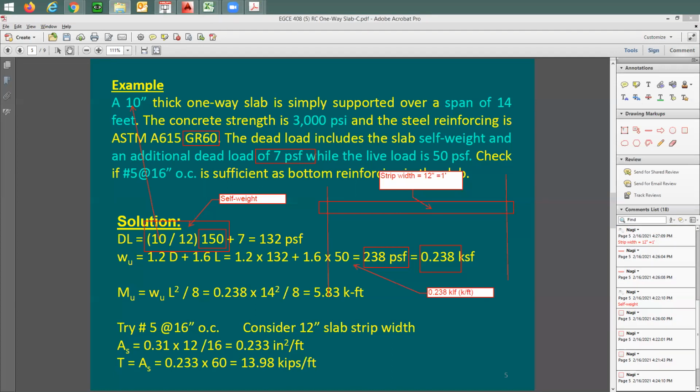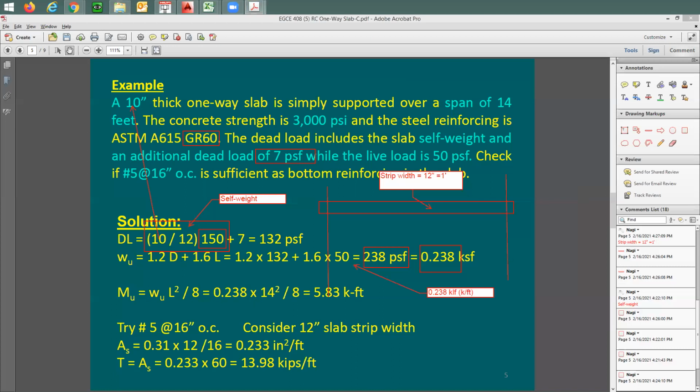For the moment, how do we know which formula to use, like the WL squared over 8? Is it always this way? This is a simply supported slab, am I correct? Okay. Do you have uniform load or concentrated load on the slab? Uniform load, 70, 7 PSF self-weight, so this is going to be all uniform. When you have simply supported uniform load, this is going to be the equation you use. Oh, I see. Thank you.